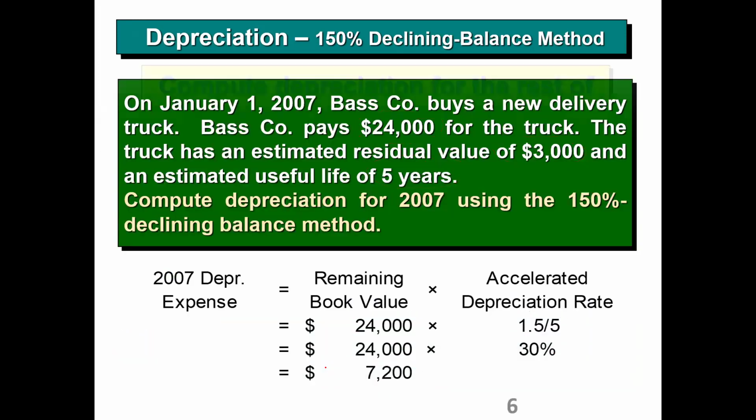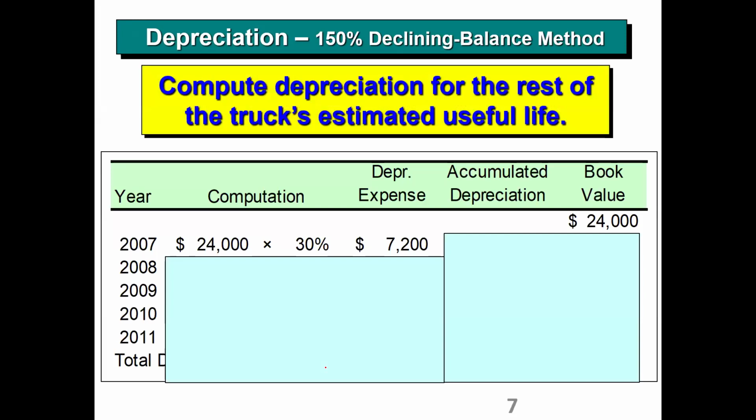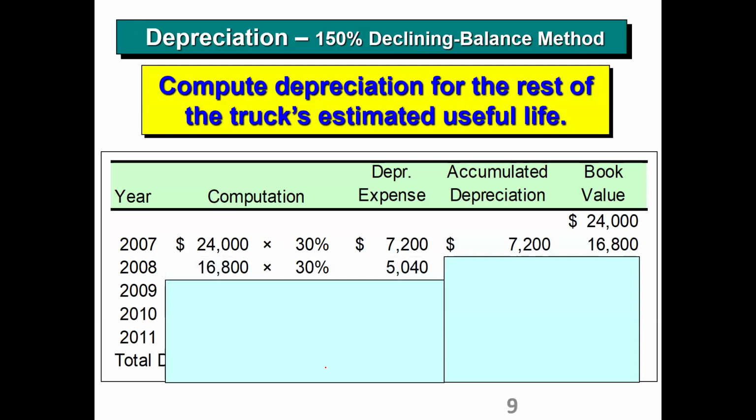Since we are required to prepare a depreciation schedule, in the first year it's going to be 24,000 into 30%, which gives us 7,200. Accumulated depreciation would be 7,200, and the book value would be 24,000 minus 7,200, which gives us 16,800. Next year, 16,800 into 30% will give us 5,040. This will be added to 7,200, which comes out to be 12,240. And we subtract 5,040 from 16,800.